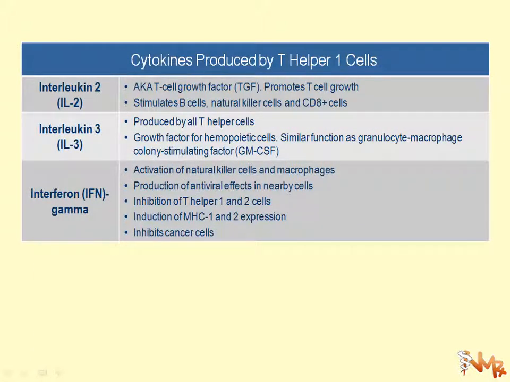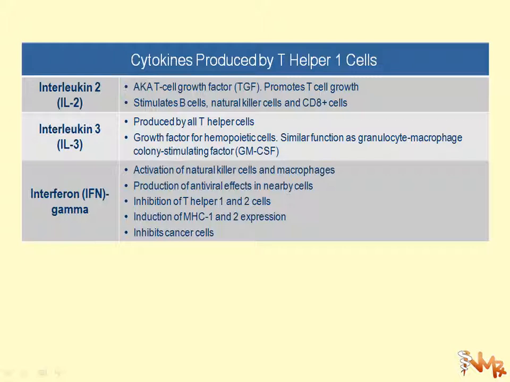3 major cytokines are produced by T helper 1 cells: interleukin-2, 3, and interferon gamma. Another name for interleukin-2 is T cell growth factor. It promotes, as the name implies, the growth of T cells. It also stimulates B cells, natural killer cells, and CD8 positive T cells.